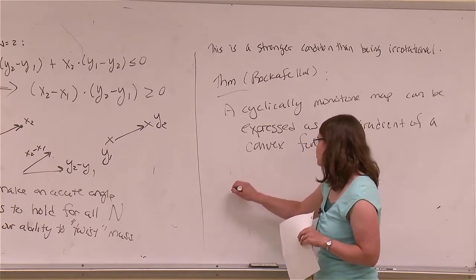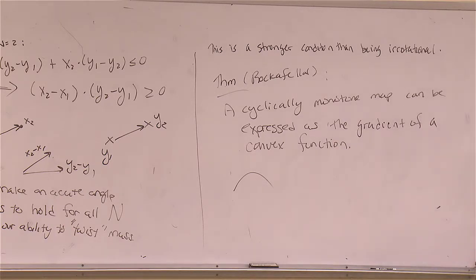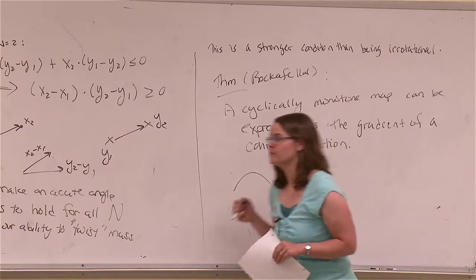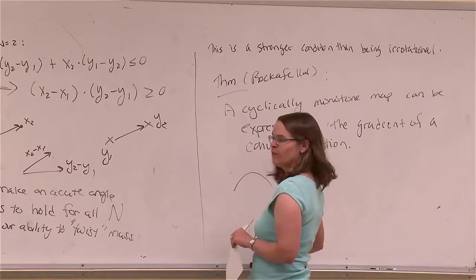Okay, is this a convex function? Why? Okay, why? Because of the secant lines. Okay, so what's wrong with the secant lines? They lie under the function, right? That's not what we want.